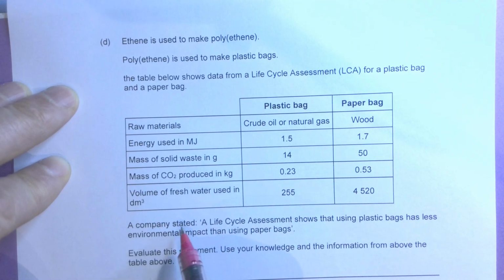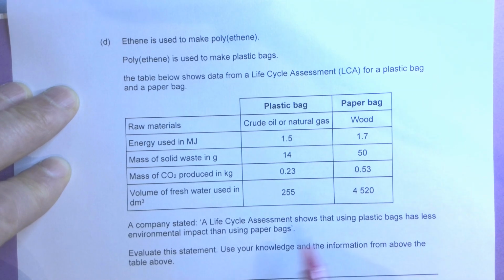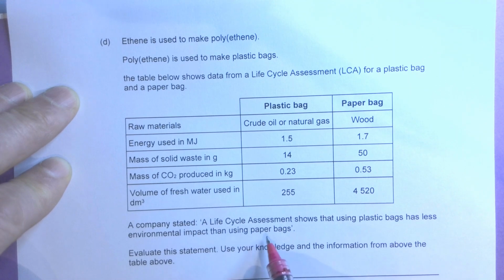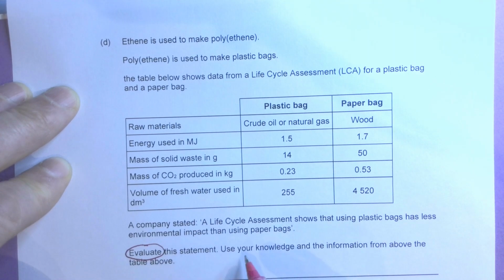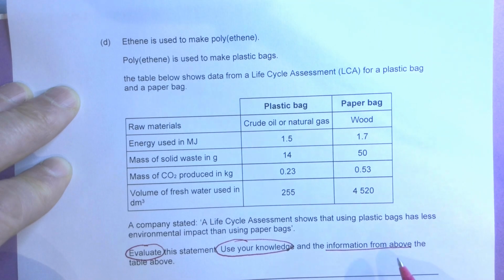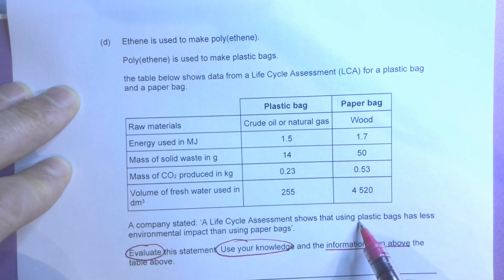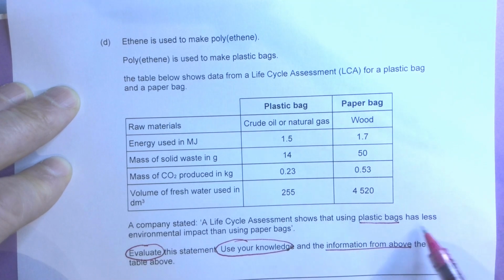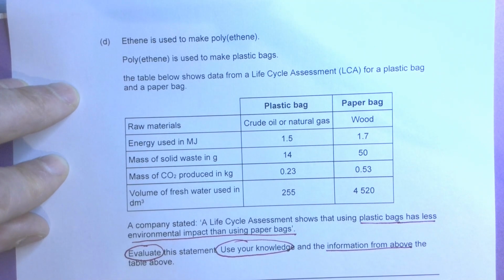A company stated a life cycle assessment shows that using plastic bags has less environmental impact than using paper bags. Evaluate this statement. Use your knowledge and the information from above. So we have to also use information from above in the table. Okay, so what we're looking at is plastic bags have less environmental impact than paper bags. So what do we think?